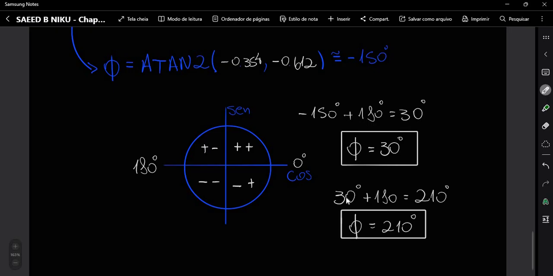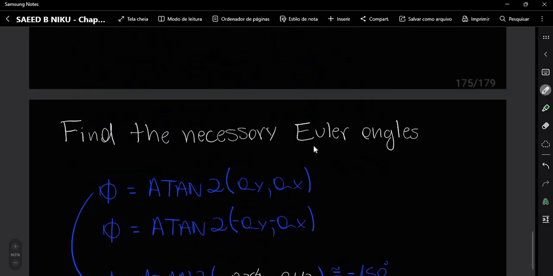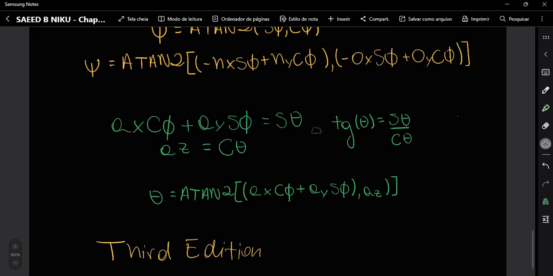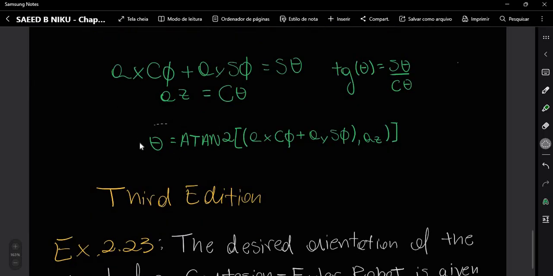Okay, we have solved it and found the solution for the phi angle. Now we can solve for, actually it is already solved. We just need to apply the solution. Now for the theta angle.